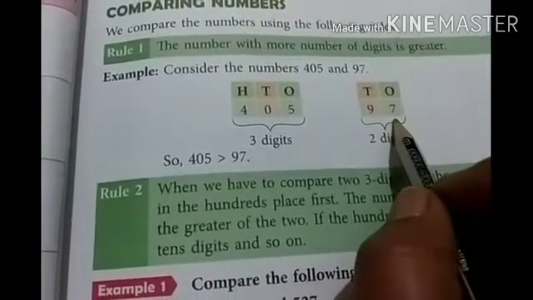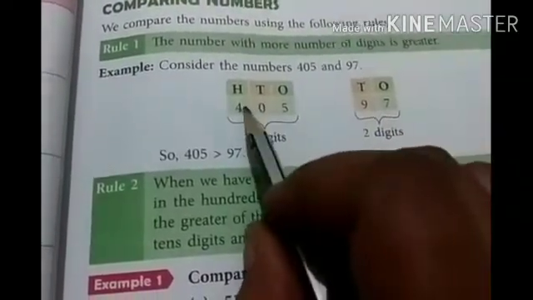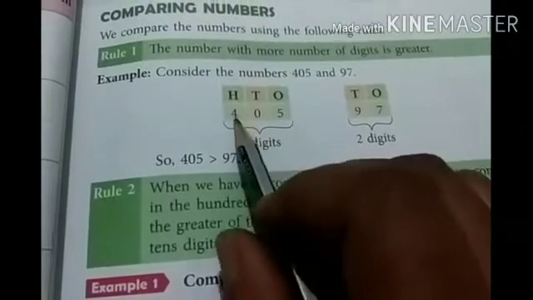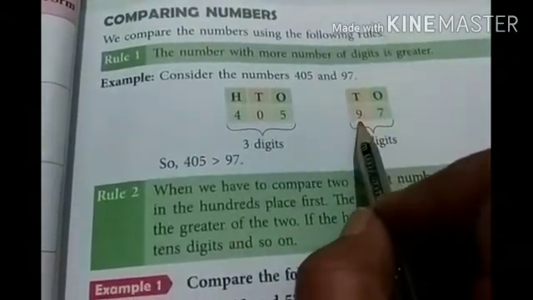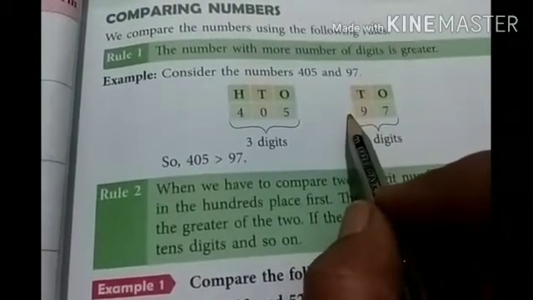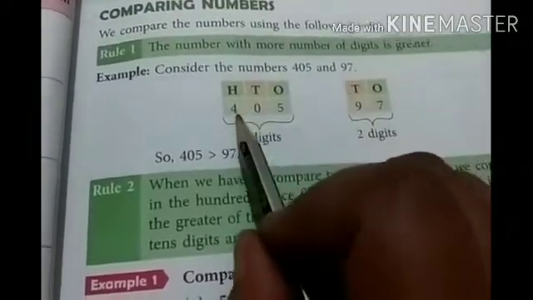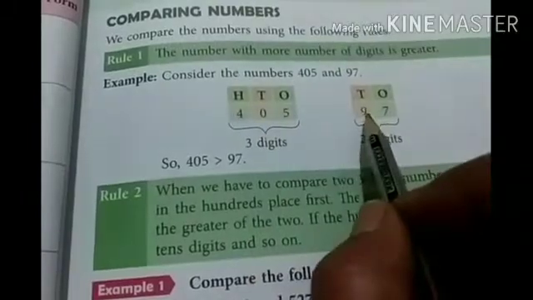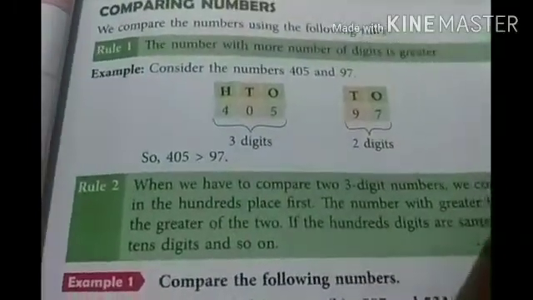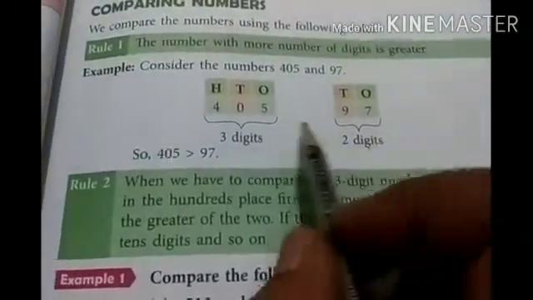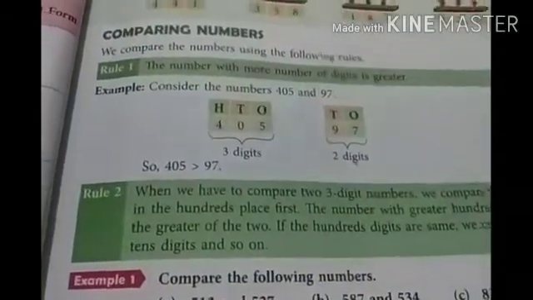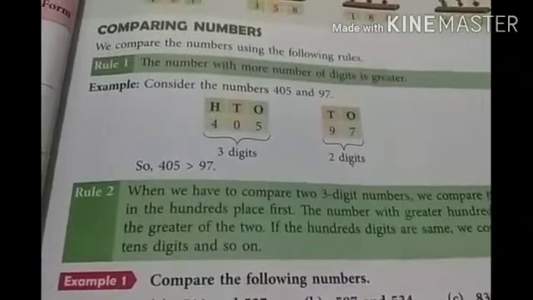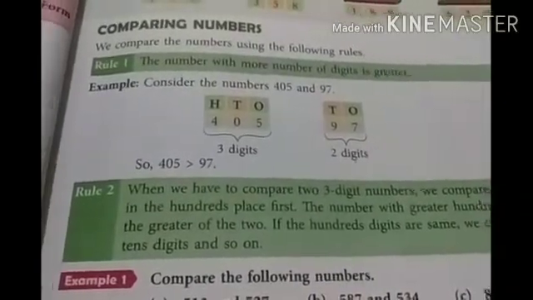So first rule is compare with the last digit. This is the 100 place and here it is tens place. Okay. So no digit in hundreds place. It means 405 is greater than 97. 97 is having only 2 digits and this is having 3 digits. So always a 3-digit number is greater than a 2-digit number, or a 2-digit number is greater than a 1-digit number.